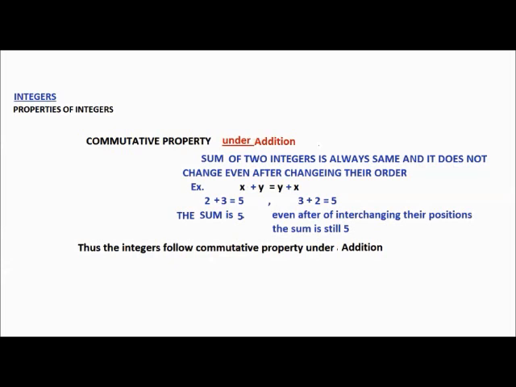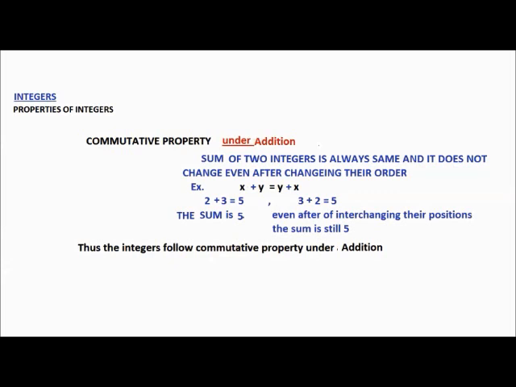Commutative property under addition. The sum of two integers is always the same and it does not change even after changing their order. For example, x plus y is equal to y plus x. Here y comes in the place of x and x in the place of y.